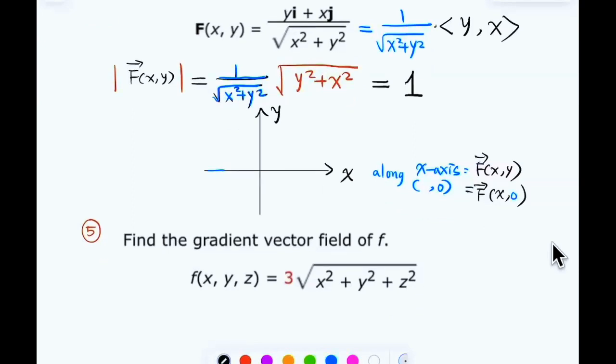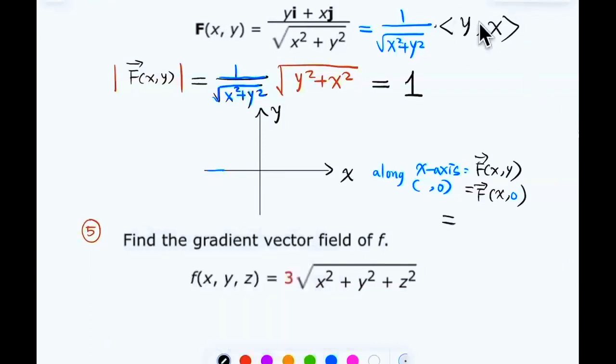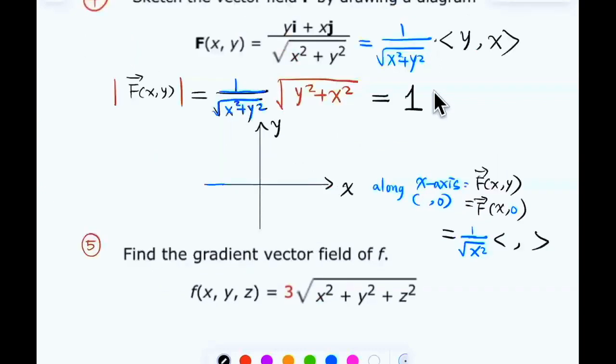So that will be equal to, according to this formula over here, we know the magnitude is 1, we just need the direction, right? So 1 over the square root of x squared, which is 1 over x. Okay. And what do I have here? So for the first component, and then the second component will be what?